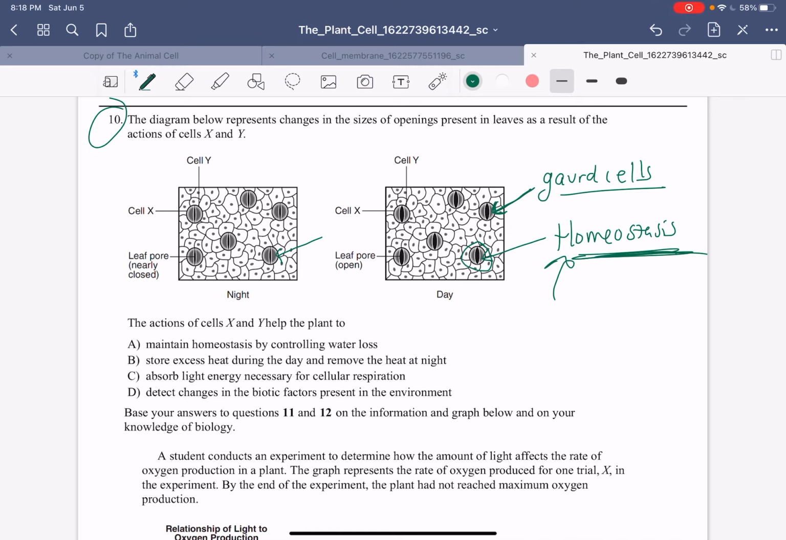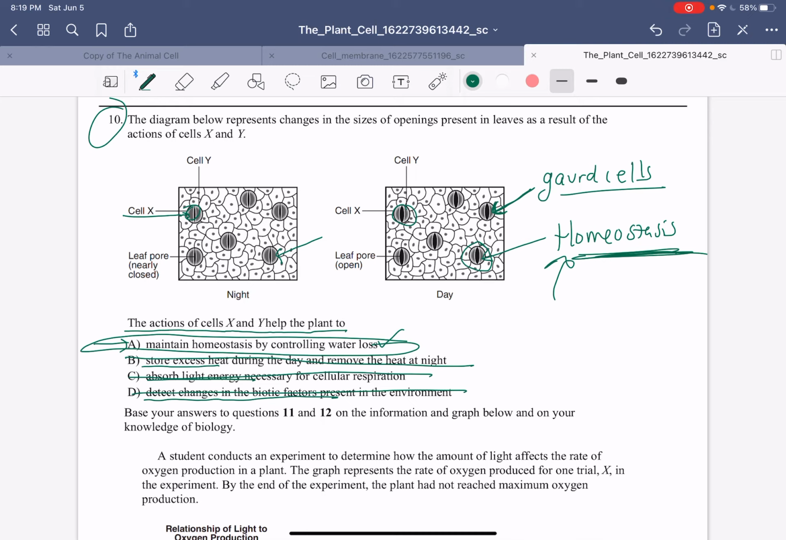Okay? So let's take a look at the question. The actions of cells X and Y help the plant to... so what's X? Cell X, cell Y. It looks like they're pointing to the same thing. They're pointing to the guard cells. Do these guard cells maintain homeostasis by controlling water loss? They sure do. Store excess heat? They don't store excess heat. Absorb light energy? Nope, chloroplasts do that. Detect changes in biotic factors? No. The best answer for number 10 is A.